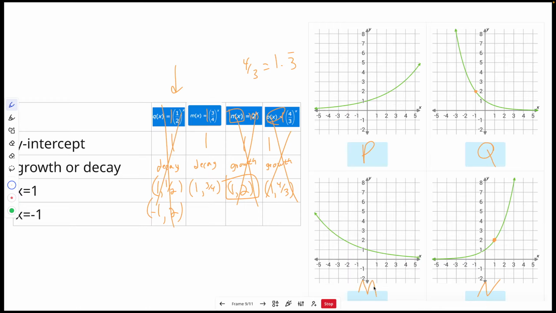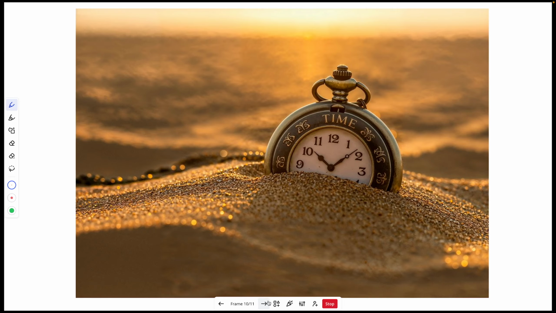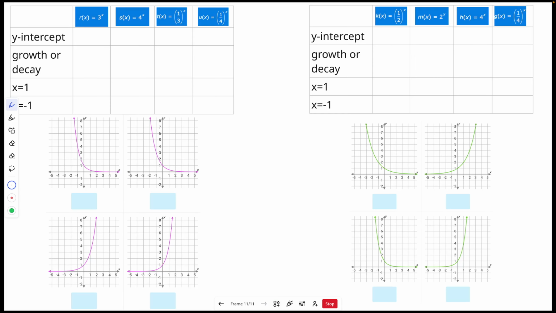All right, so sometimes you have to use multiple tests over here on the left. Again, always go in order to figure out which graph is which. All right, time to practice. Go ahead and pause the video, try these last 2 problems on your own. When you're ready, unpause the video, and we will check your answers.